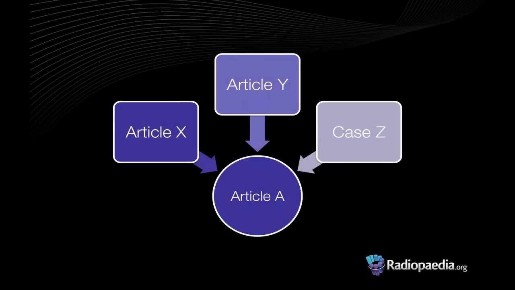As such, article A may have multiple articles linking to it, as well as links from the description of various cases. This is usually accomplished by a direct link. See the other tutorial on how to create links.